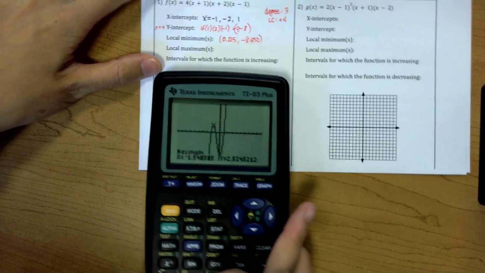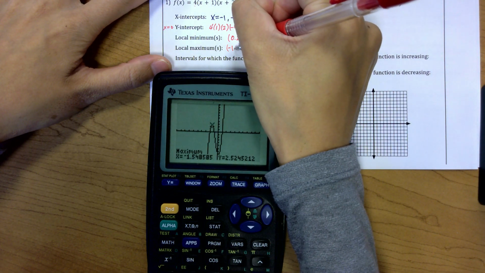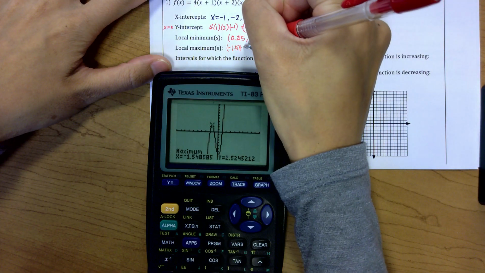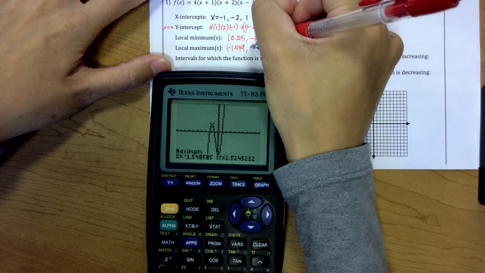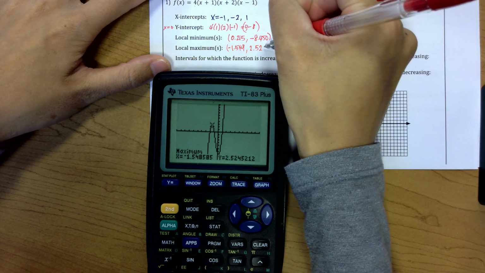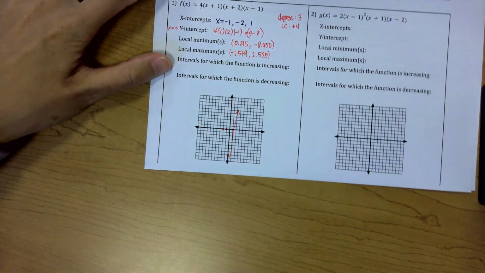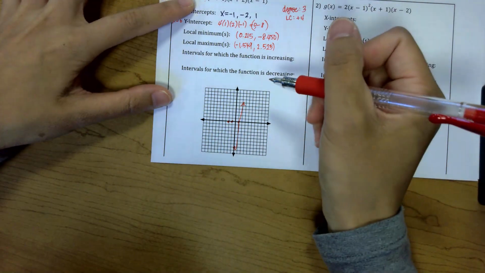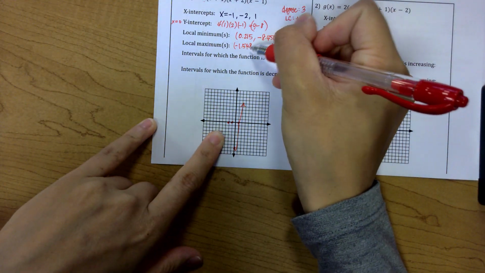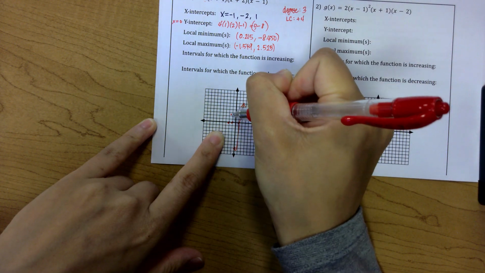And so now our maximum is negative 1.549. I'm just rounding to 3 because it seemed like a good place to start. I will tell you on a test what you're rounding to. Okay, so this is our point. And so I want to go from negative 1.5 to 2.5, which is like right there.